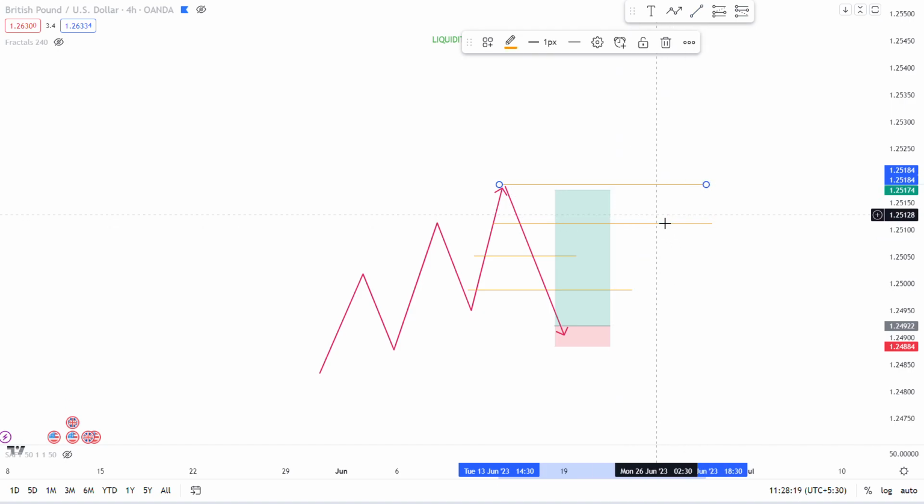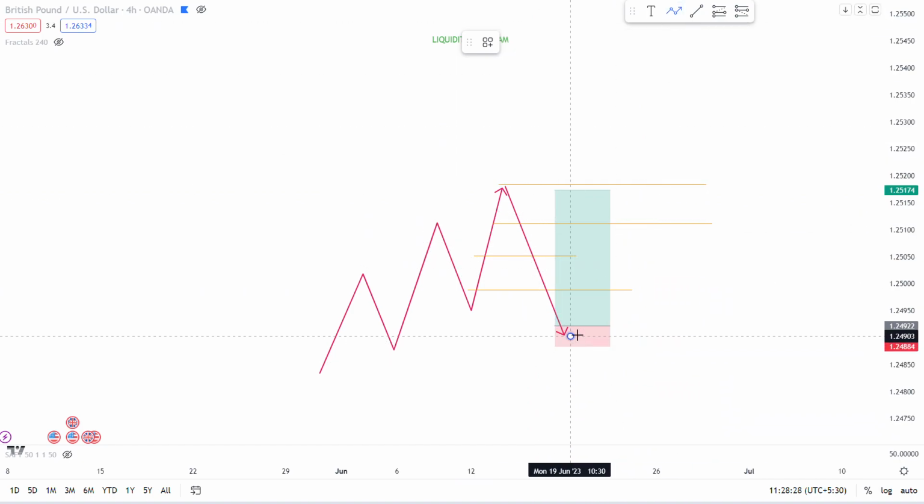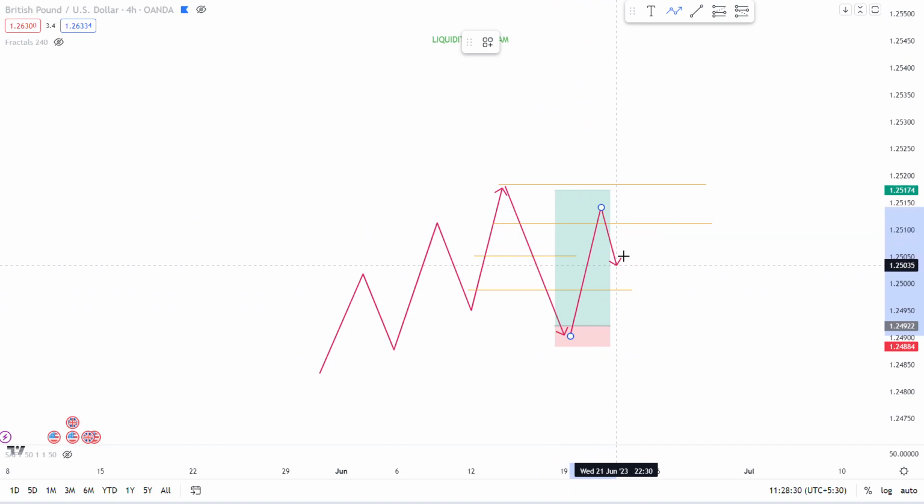This is where the engineered liquidity will come. In this place, the market makers will engineer liquidity to get more smart money people trapped. The market maker intentionally gives this pullback and they will range the price like this. They will range the price.